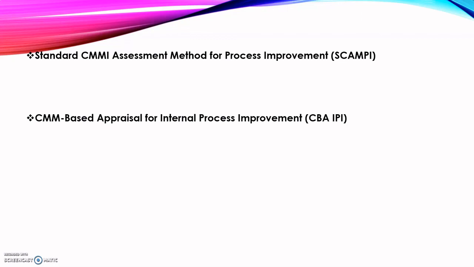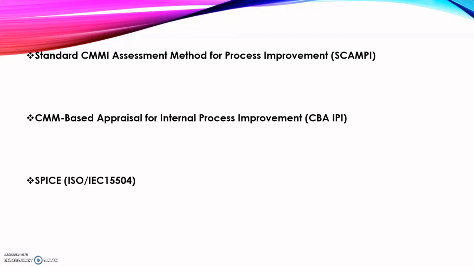Now let's move on to the second standard, that is CBA IPI. What is CBA IPI? CMM based appraisal for internal process improvement. This standard provides a diagnostic technique for assessing the relative maturity of a software organization. It doesn't look at the quality or the schedule or the customer's needs, but it looks at the software organization. Now we'll move on to the next standard, that is SPICE.